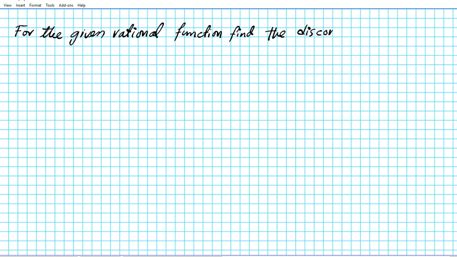Alright, the instructions are as follows. For the given rational function, we are to find the discontinuities, the asymptotes, intercepts, then a graph.